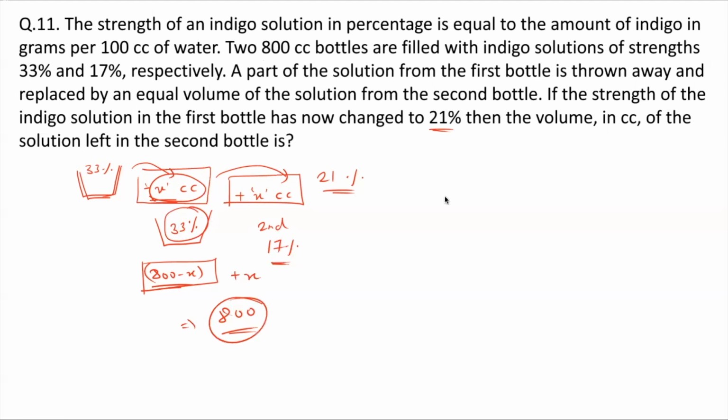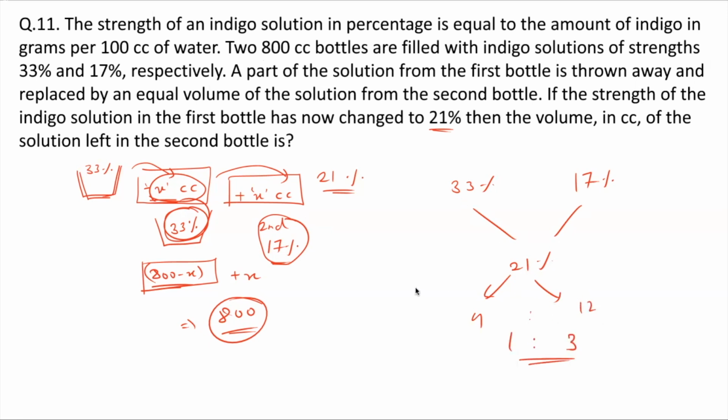So we will basically apply alligations. When you add this 17% indigo solution to the 33% indigo solution, the overall percentage is 21. By using alligations, 21 minus 17 is 4, and 33 minus 21 is 12. The ratio is 1:3, right? So that means of the 800 cubic centimeters of total solution which you have, the ratio of the first solution and the second solution is 1:3. That means 200 cubic centimeters of the first solution was taken and 600 cubic centimeters of the second solution was taken.